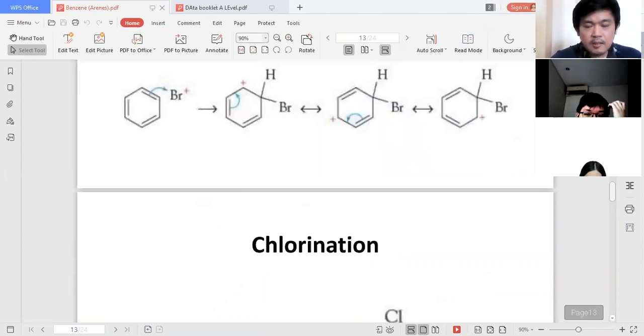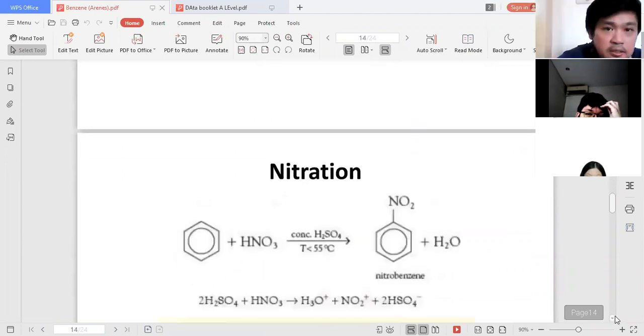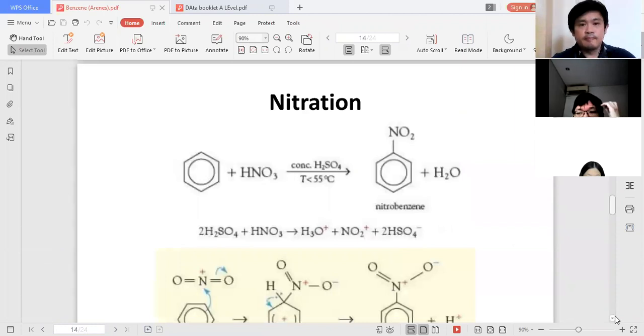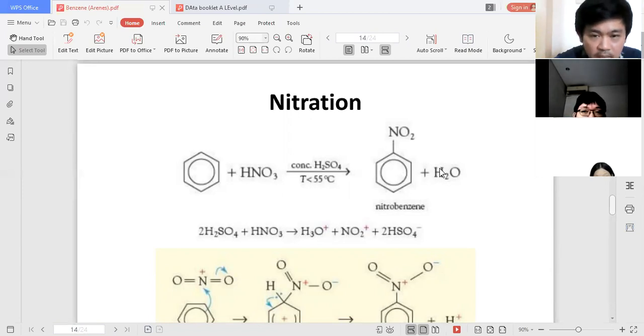Okay. After chlorination, then there is nitration. In order to attach the nitrate at benzene, we have to use nitric acid in presence of concentrated sulfuric acid with temperature less than 55 degrees Celsius. So this one will become nitrobenzene.